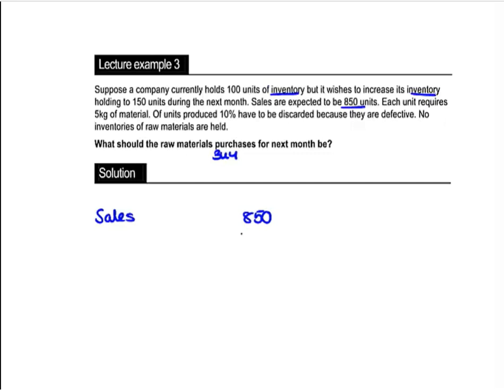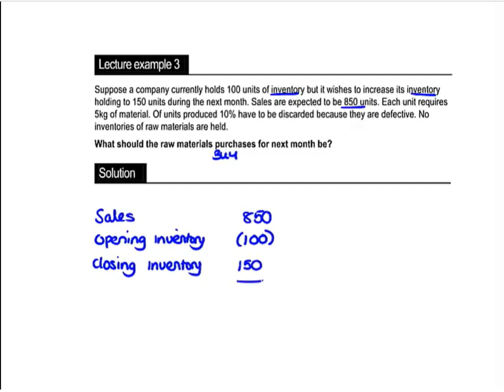So at the moment we've got 100 units of opening inventory, which would reduce the amount that we needed to make. However, we want to have some closing inventory, and the amount of closing inventory that we want is going to be higher because it's going to go up to 150. So from that then we need 900 units, and those 900 units would be what we need to produce.